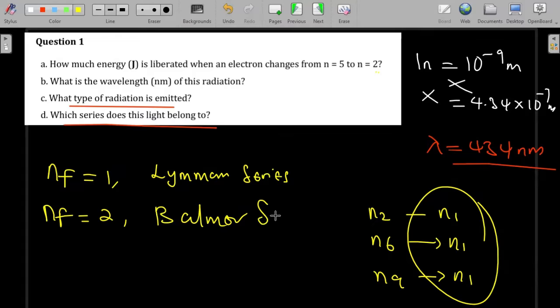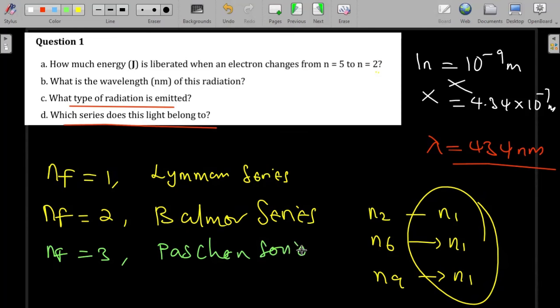Okay, not Palmer. For those Chelsea fans, you get excited that Palmer is in chemistry. No. Okay. It's Balmer series. So if the n final is 2, then we're going to have the Balmer series. Okay. And then if the n final is 3, we have what we call the Paschen series. Okay. We have the Paschen series.